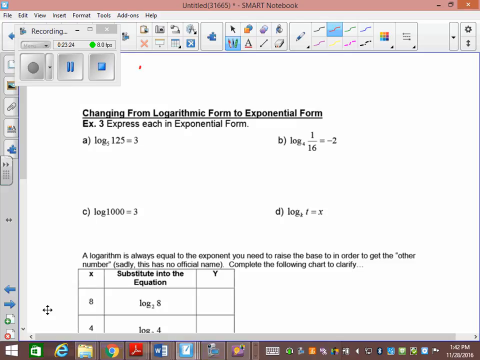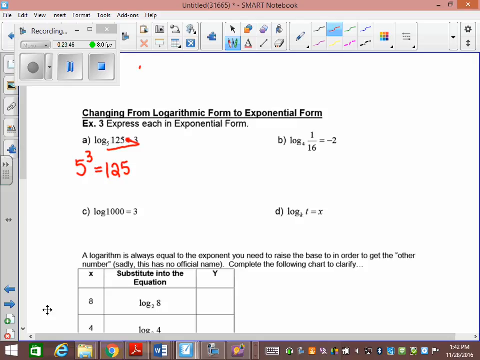Changing from log form to exponential form. If you put the log on the left, you're golden. So it's going to be 5 to the 3 equals 125. I'll let you do the other ones in a second.